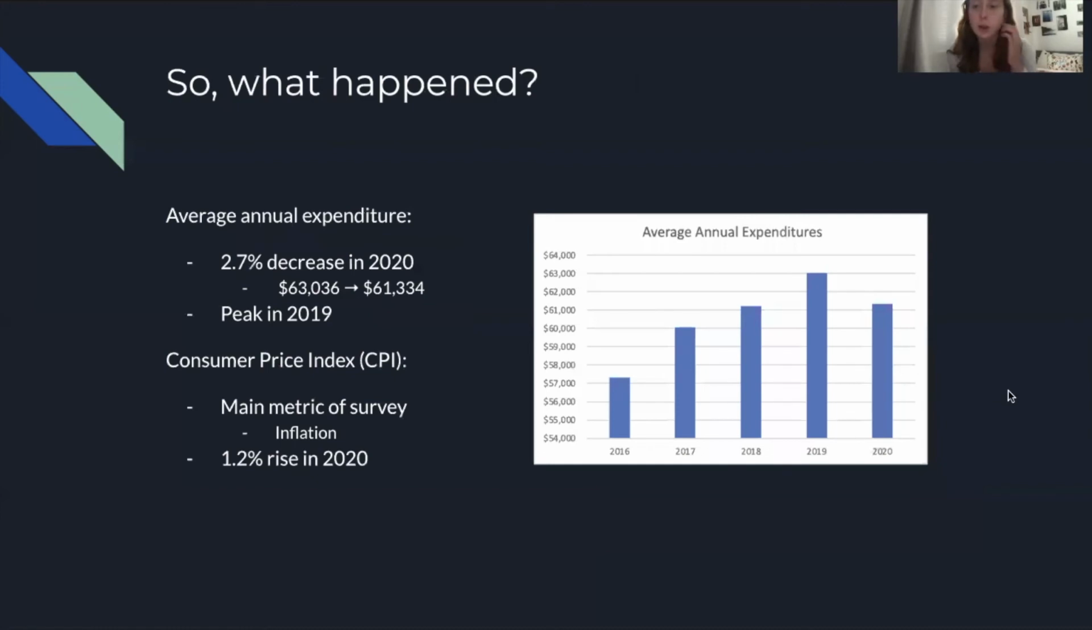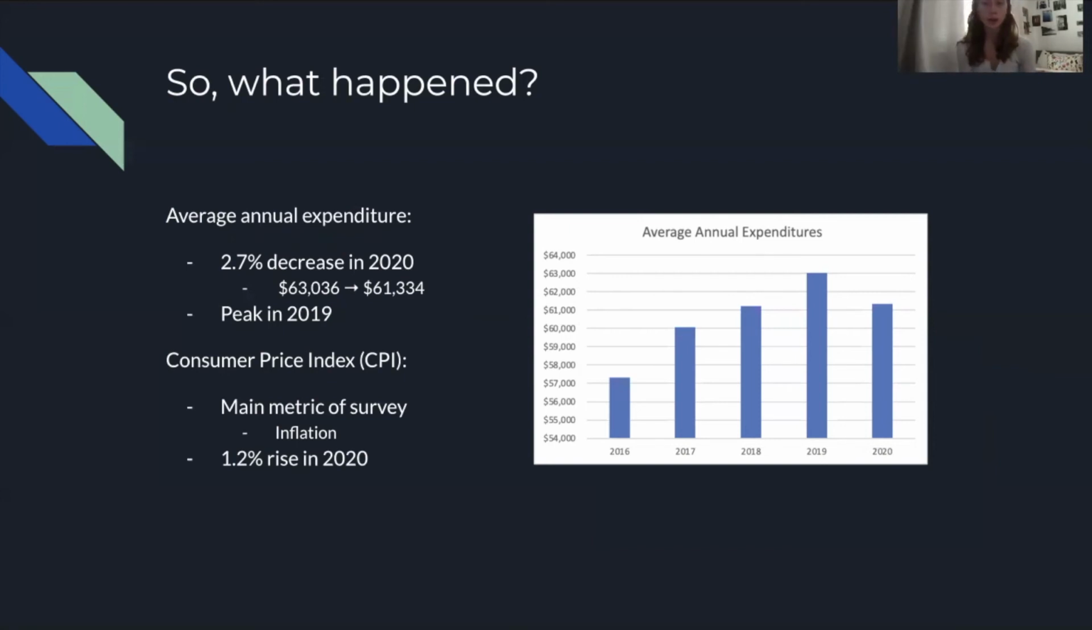Okay, so one of the main things that the survey report talks about is the average annual expenditure. So this is just how much money people spend. I made a graphic here that shows the timeline of average annual expenditures. You can see that there is a decrease from 2019 to 2020, and also a peak in 2019. I think it's nice to see it visually. And this is for the last 5 years.